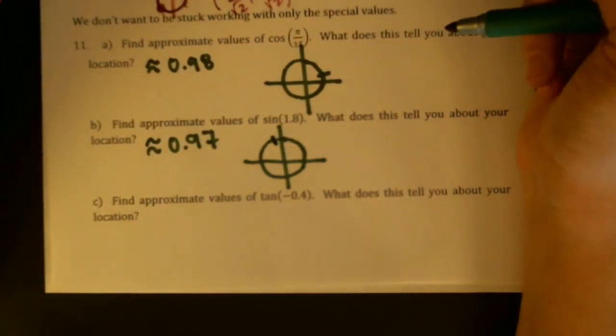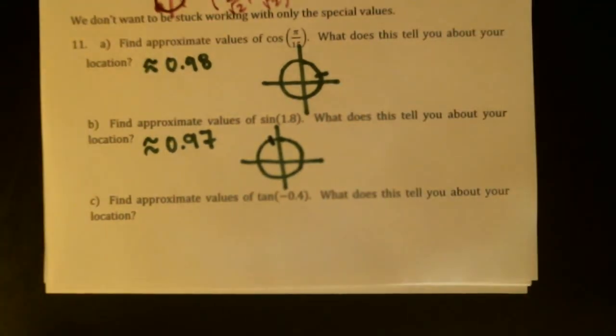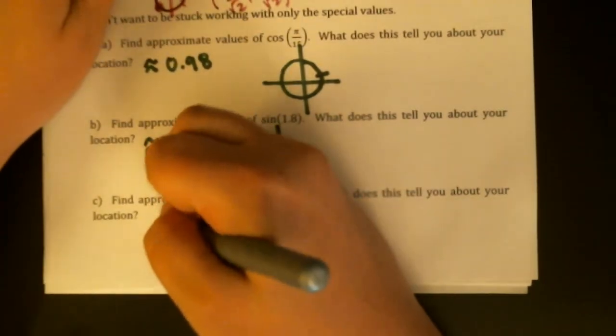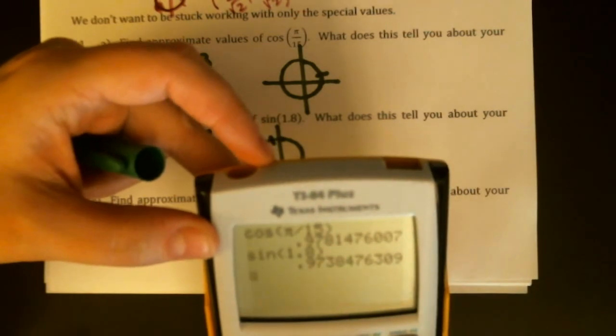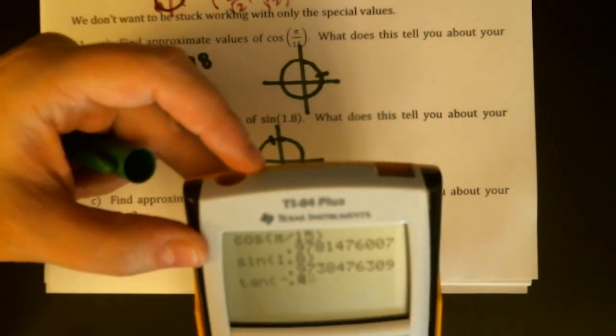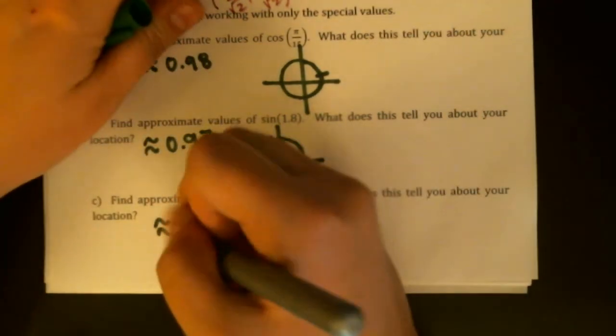It's going to be really close to the top of the circle, which is why we're getting a y-coordinate of 0.97. So what does it tell me? It tells me that the y-coordinate at the end of an arc length of 1.8 is about 0.97. Okay, and then last one, tangent of negative 0.4. So tangent of negative 0.4 is about negative 0.42.